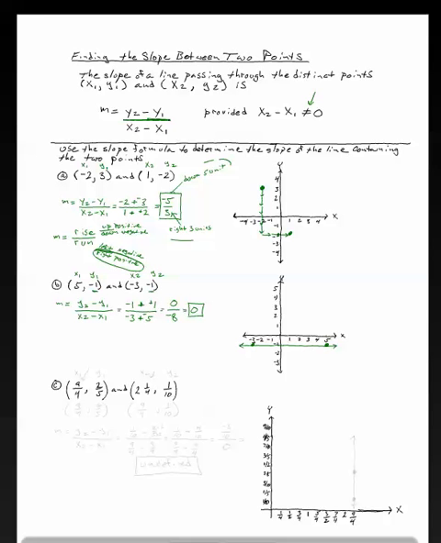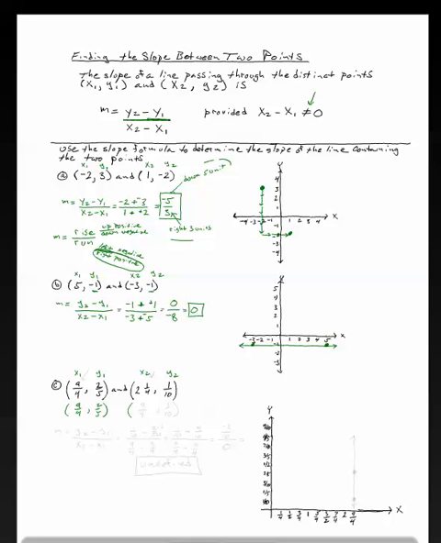Example C is a little bit more difficult only because there are fractions involved. So we are still going to call this point x1, y1, and this point x2, y2. Now in the second point, for the x-coordinate, we're given 2 1/4, and you don't want to work with mixed numbers really. Let's go ahead and convert that to an improper fraction. So our first point is the same, 9/4, 2/5.